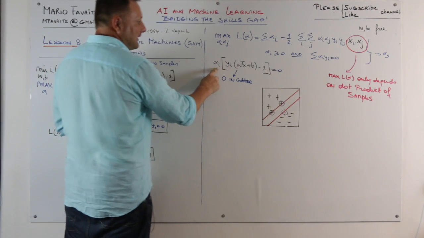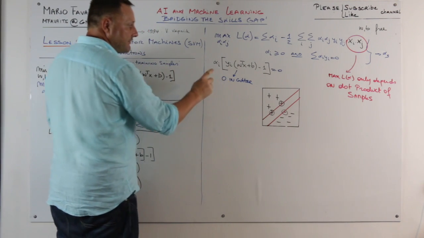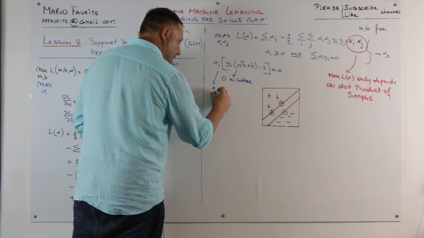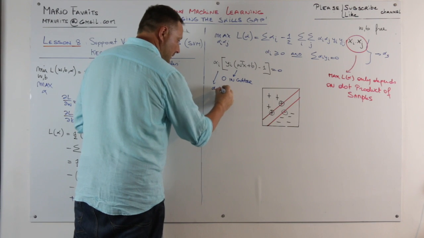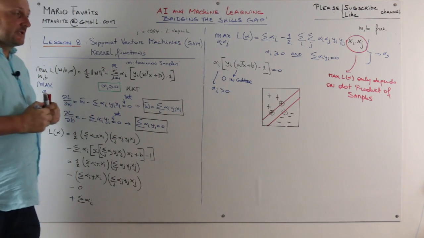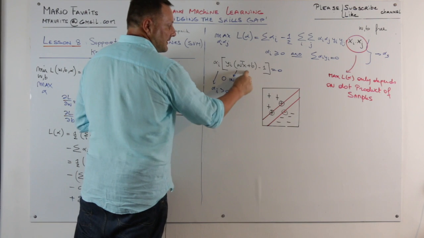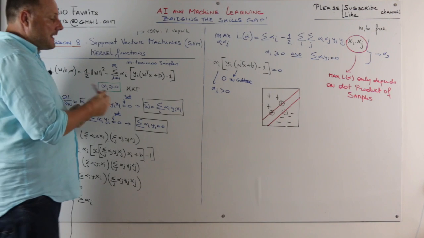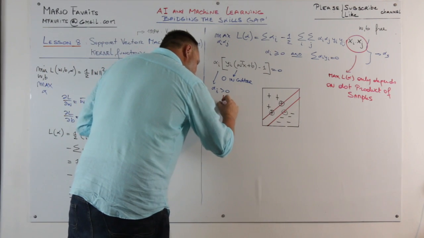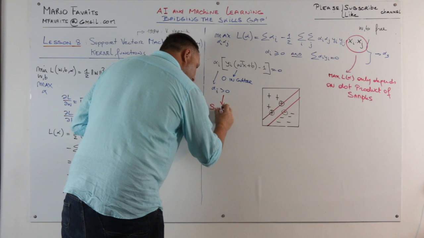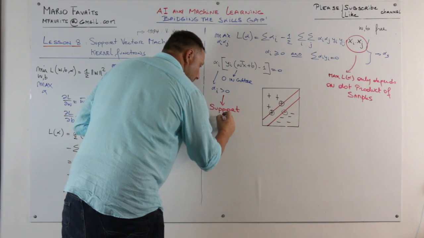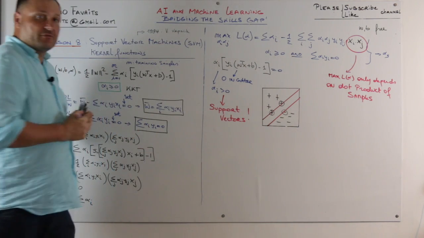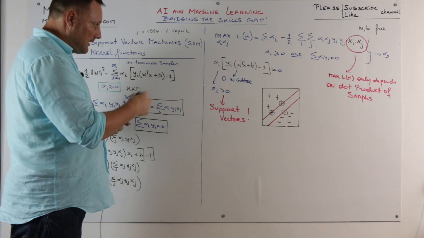So, if we multiply with alpha, if the vector is in the gutter, that means that your alpha i is positive, because the 0 here is because of this one. Now the alphas that are positive, the vectors associated with that, these are the support vectors. Support vectors are the vectors where alpha i is positive.